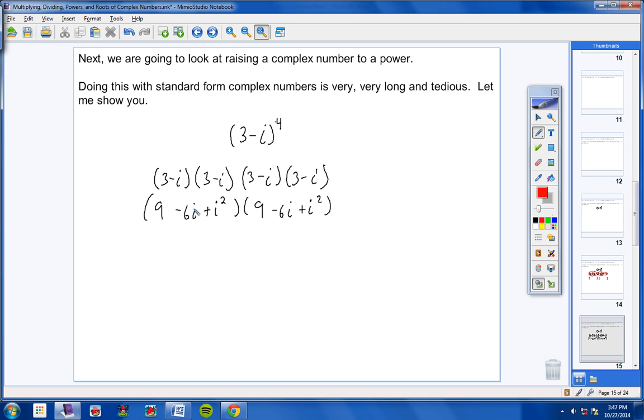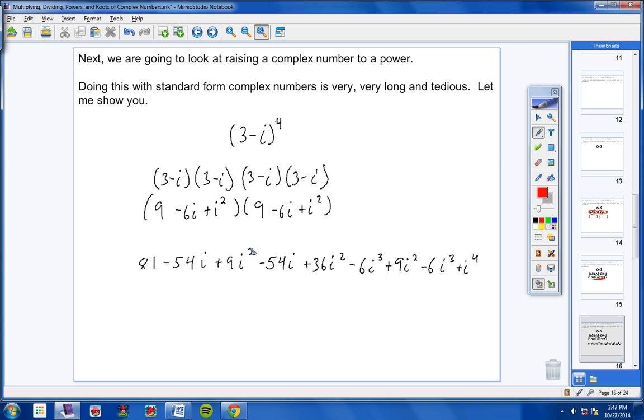Now, I've got to take this trinomial here times this trinomial here. So this 9 here gets multiplied all the way through. This -6 gets multiplied all the way through. This positive i squared gets multiplied all the way through. I think you get the idea. This is going to be really long. And you come up with this here, okay, which is really bad.